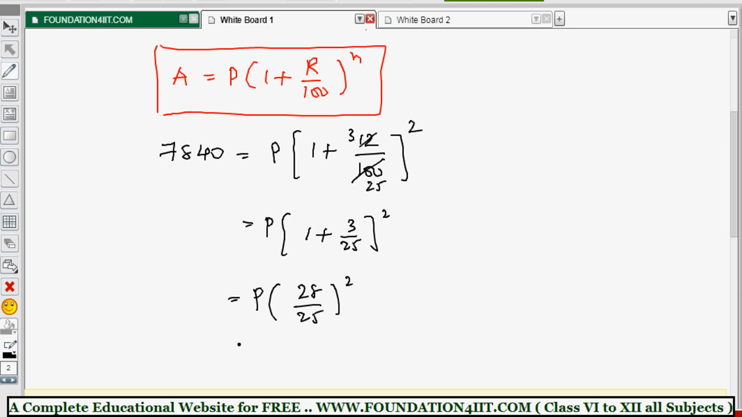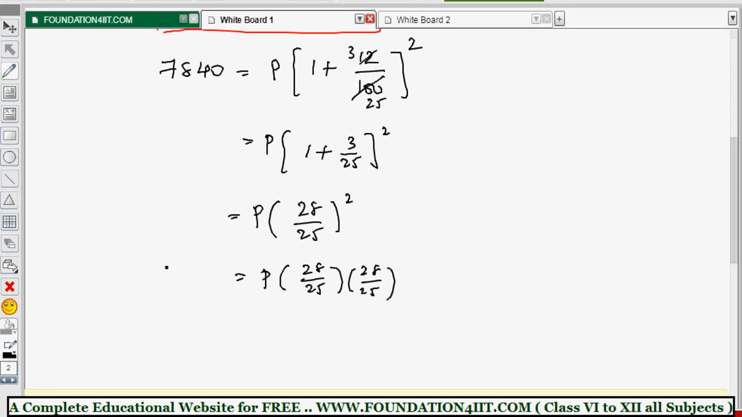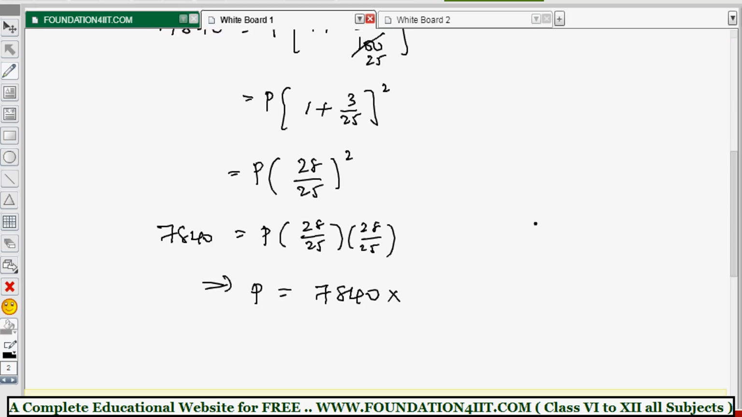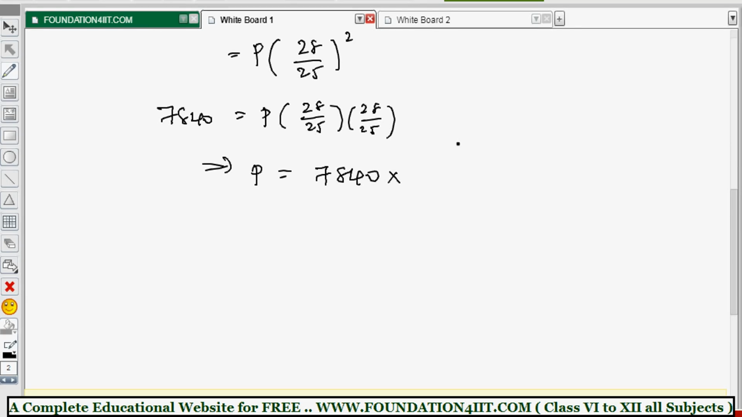Okay, then it is 2 times. So P into 28 by 25 into 28 by 25. Right? That is the value of 7,840. Now we need to find the value of P. So from this, P is equal to 7,840. These fractions, if we take them to the other side, they will be reciprocal. Right? 28 by 25 becomes 25 by 28 and 25 by 28. Yes, then we need to simplify everything.